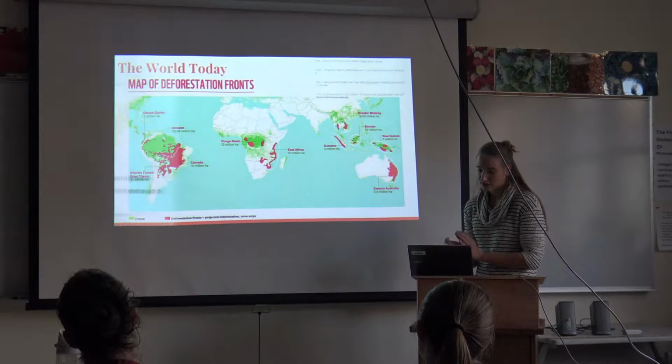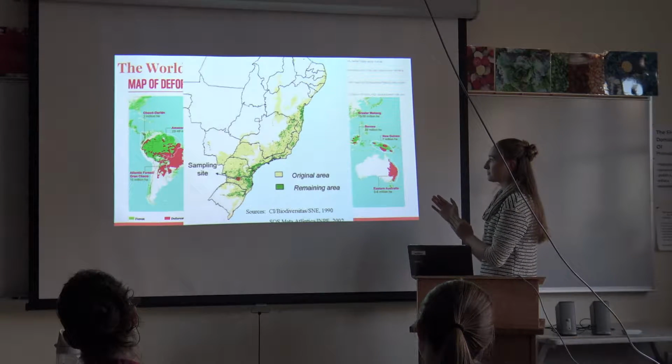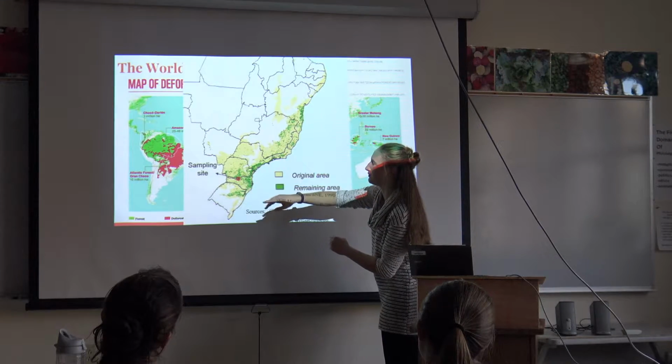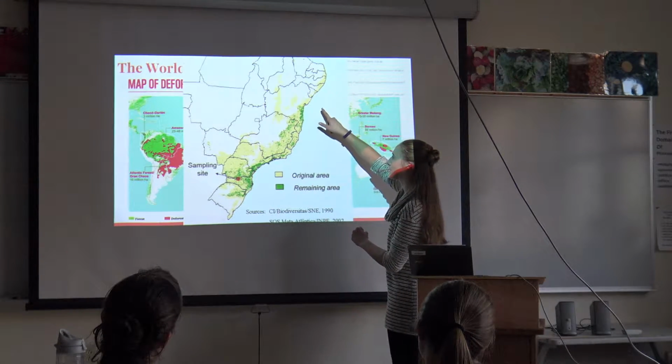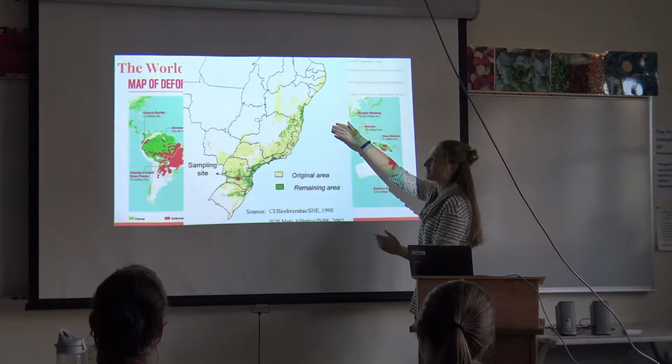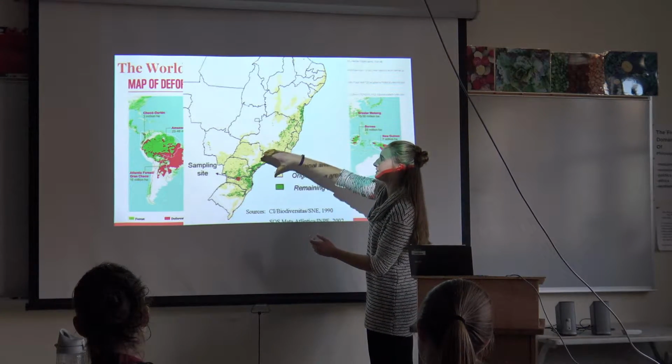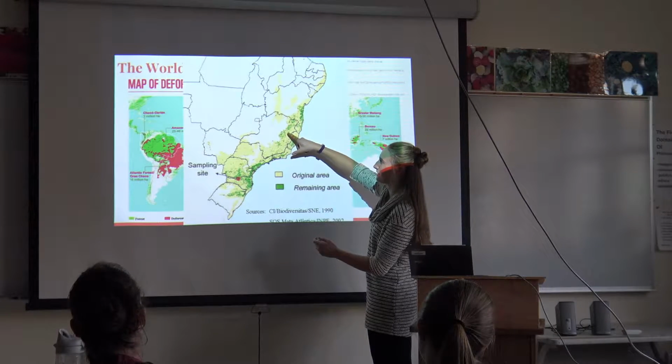The next one I focused on was the Atlantic forest in Brazil. And you can see here that this yellow was all the original forest, and the green is the only thing remaining. So you can see how deforestation has occurred and how much it has affected, and how an animal that had all of this area can no longer live in something that small.